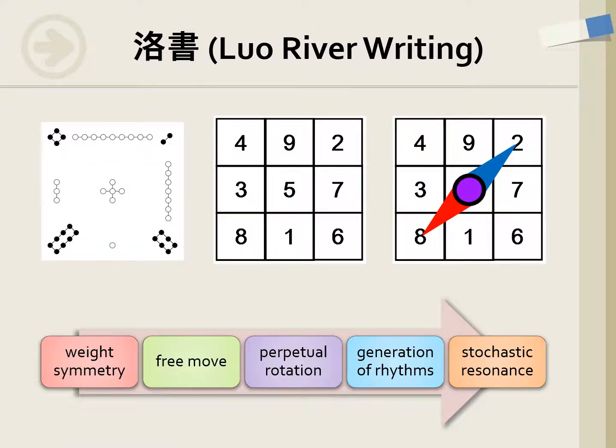Luo river writing has the magic square design. The numbers are deployed considering the weight distribution during rotation. We can think it's the symmetry of weight. The weight symmetry allows free movement and perpetual rotation is possible. Thanks to the rotation, all kinds of rhythms can be generated, and they are used as noise models in the mechanism of stochastic resonance.